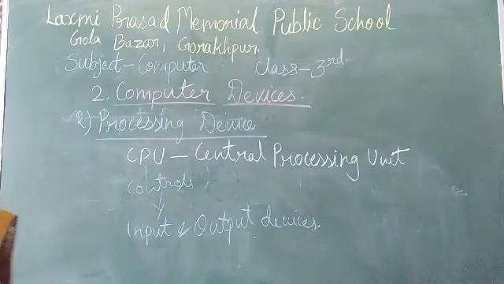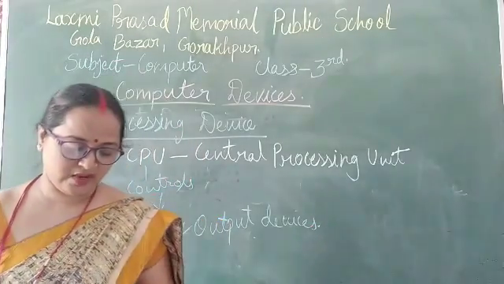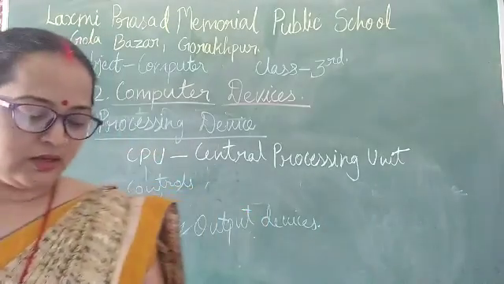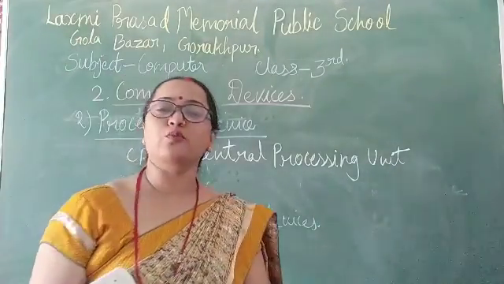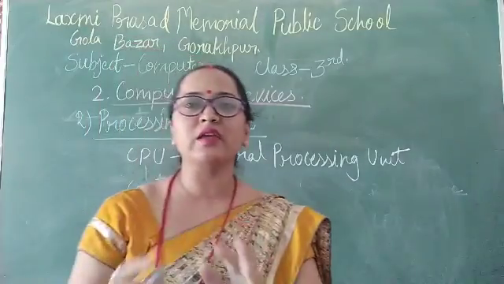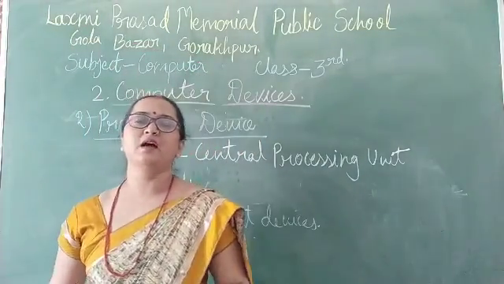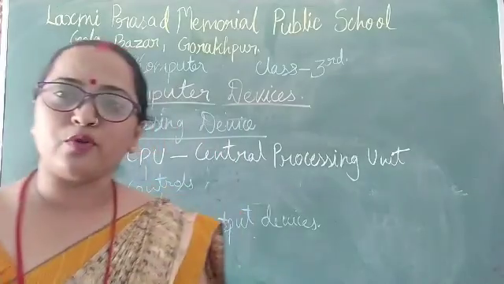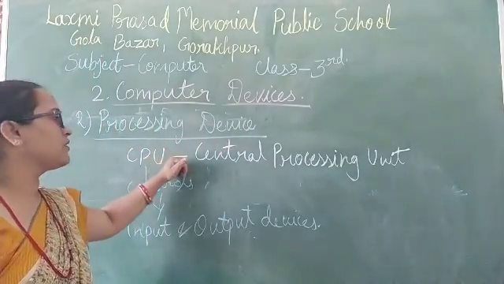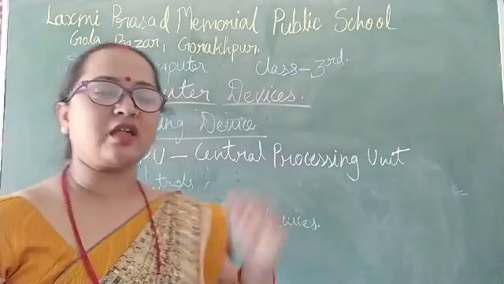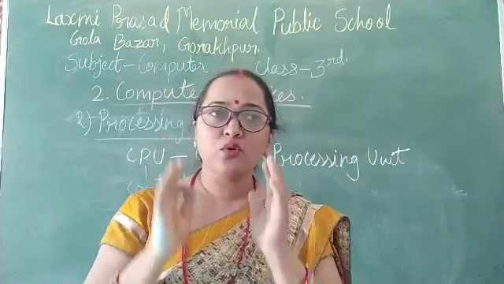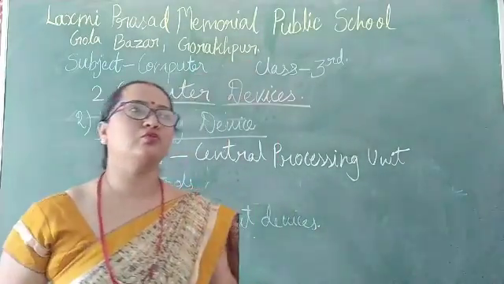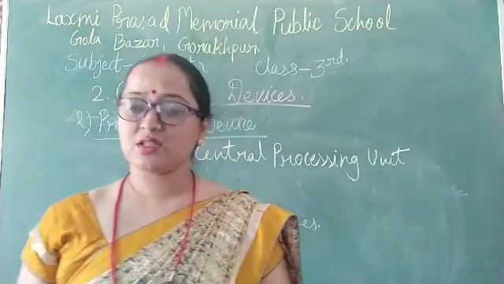It controls the input and output devices. It processes the given input and provides the accurate output accordingly. Whenever we give any information or data to the computer, where does it process? In the CPU, and it gives us the accurate output according to our data and instructions.